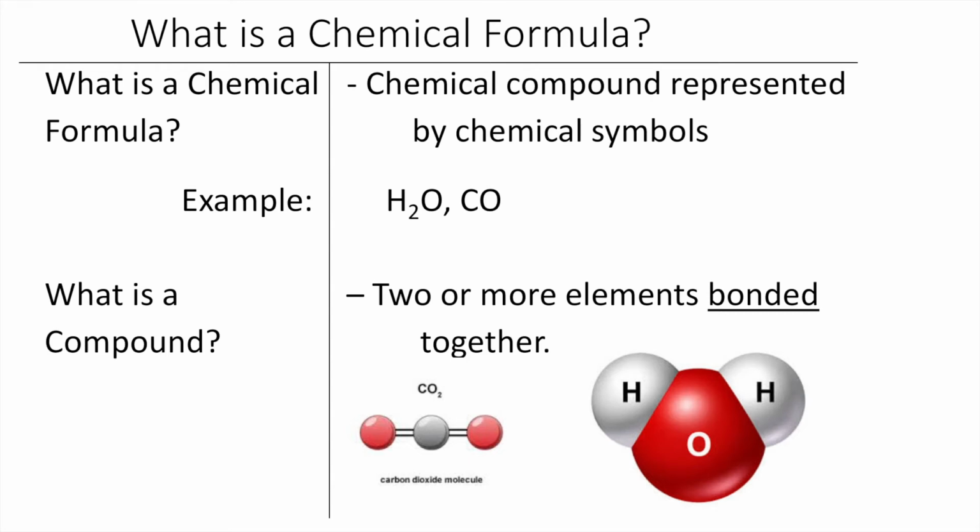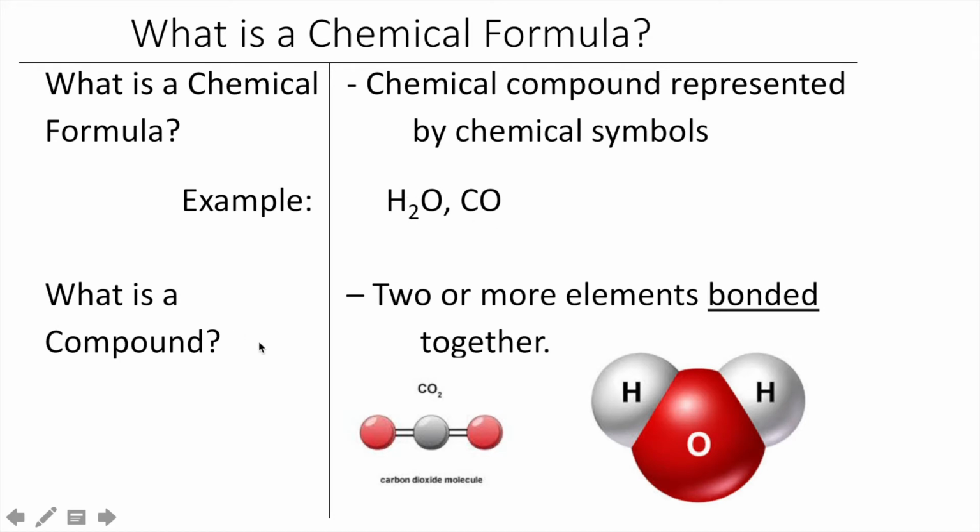Today we will be taking T-notes on chemical formulas. A chemical formula is just a chemical compound that is represented by chemical symbols, or what we know as the atomic symbols. For example, H2O, and we know that H stands for hydrogen and O stands for oxygen. Again, here is carbon monoxide, in which carbon is C and oxygen is O. So these are just representations of the chemical compound using chemical symbols.